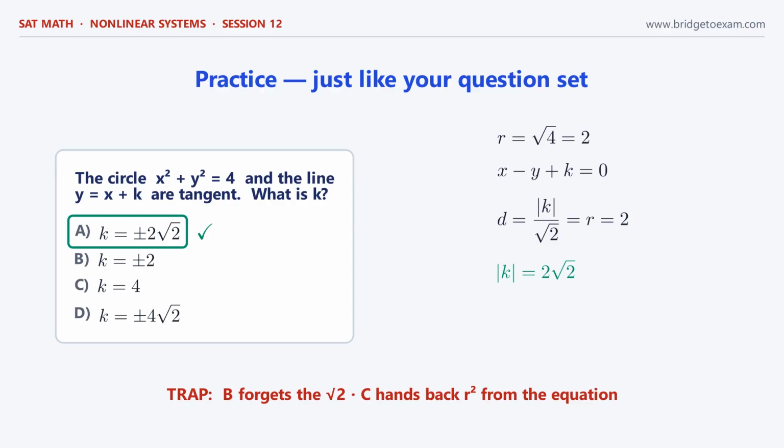Choice B, plus or minus 2, is what you get if you forget the root 2 from the distance formula. Choice C, 4, is the radius squared, the number from the equation handed back to you. Every distractor is a specific, predictable slip.